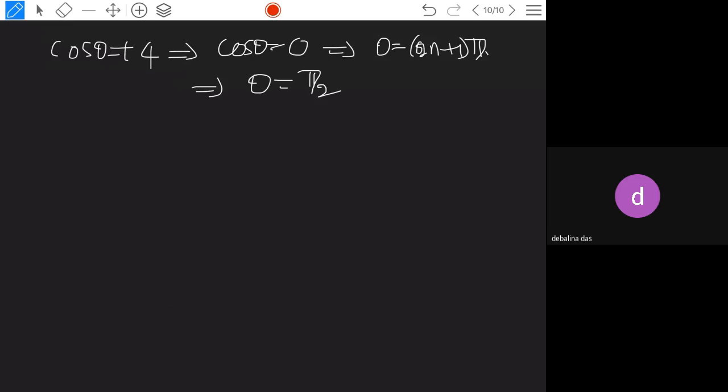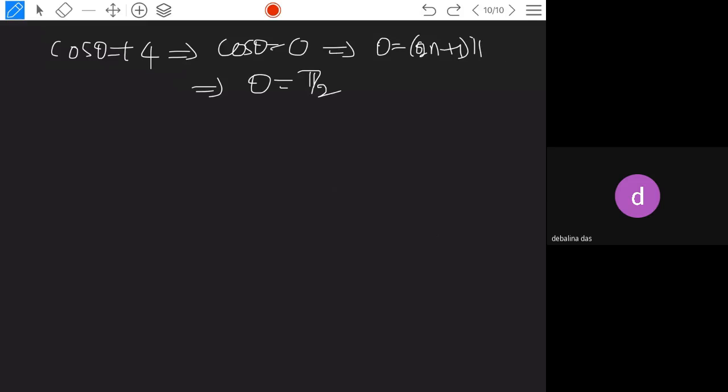Isn't it? You will get odd multiples of pi by 2. Take this into consideration: here cos theta will be 0. So this is pi by 2, 3 pi by 2, 5 pi by 2, 7 pi by 2, like this. Odd multiples of pi by 2 can be represented as (2n plus 1) into pi by 2.